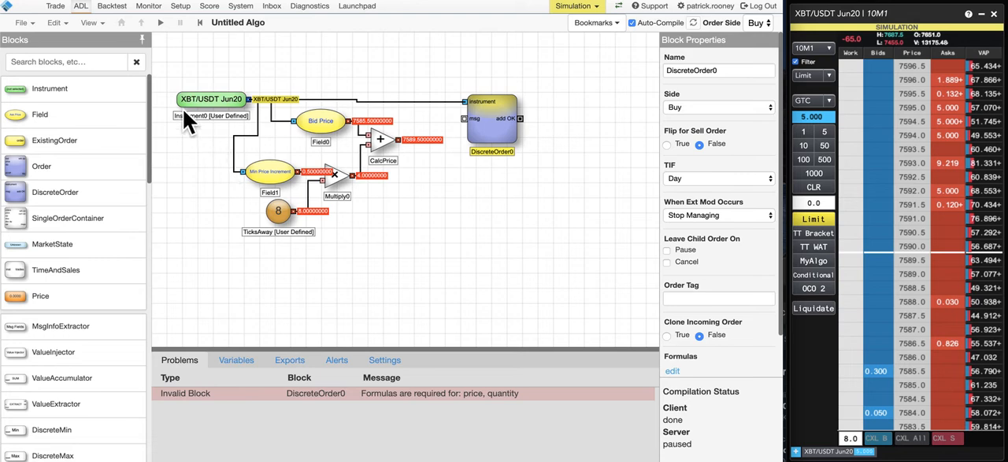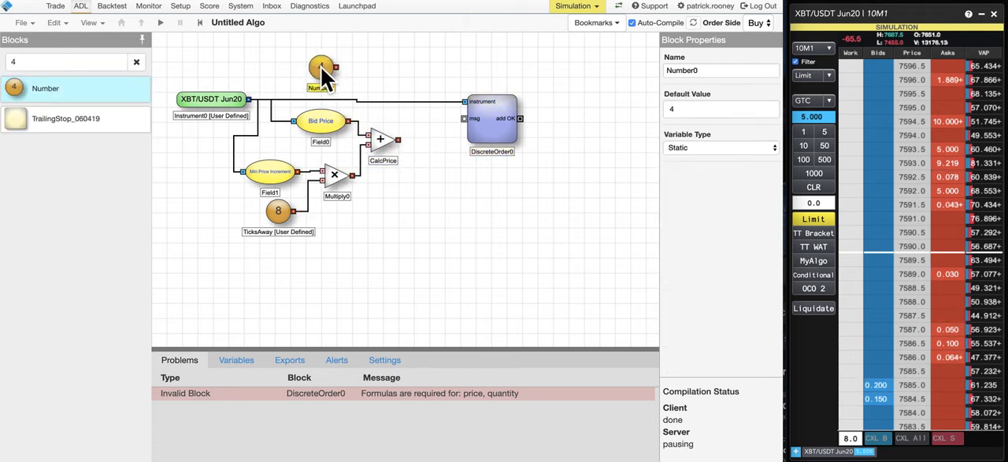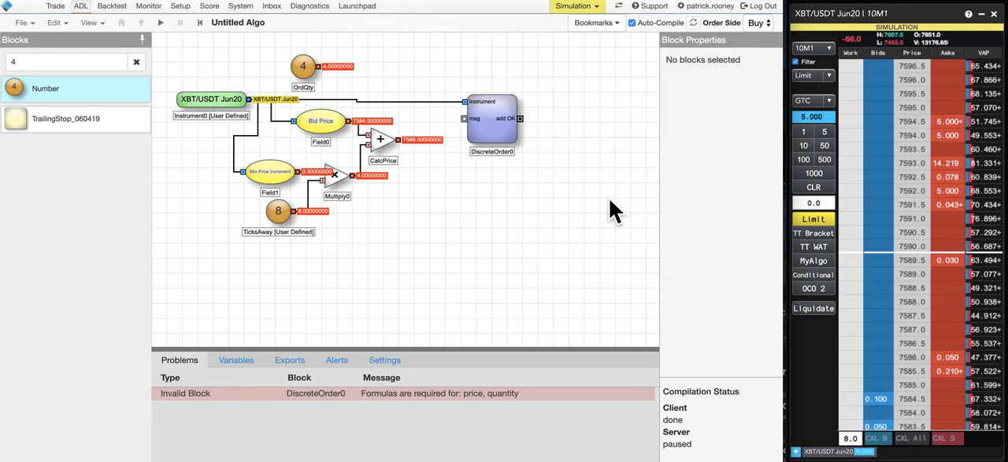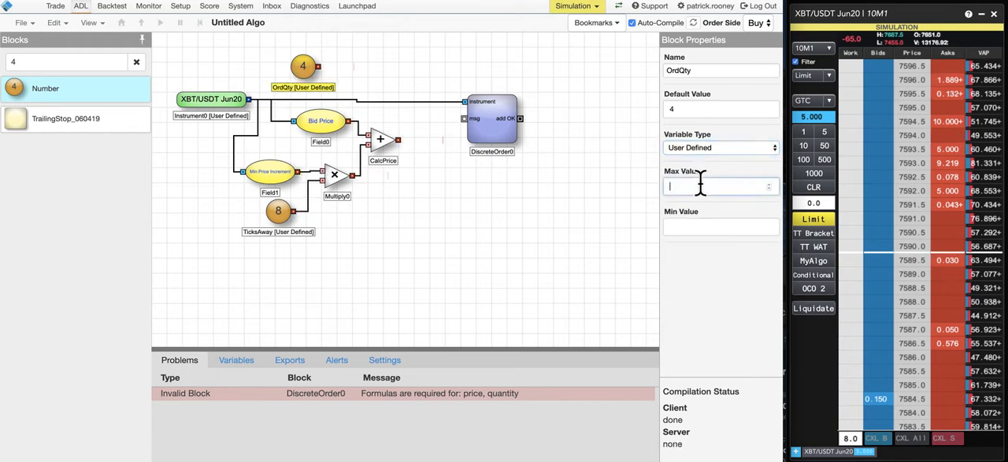I need another quantity, so I've got to come up with the order block. So let's say we're going to do 5 Bitcoin. Now let's go 4. 4 Bitcoin. That's going to be my order quantity block. Order quantity, just like that. And I'm going to click this in. No, it isn't going anywhere really. It's just going to set up as user defined again, because I want to change it every time.